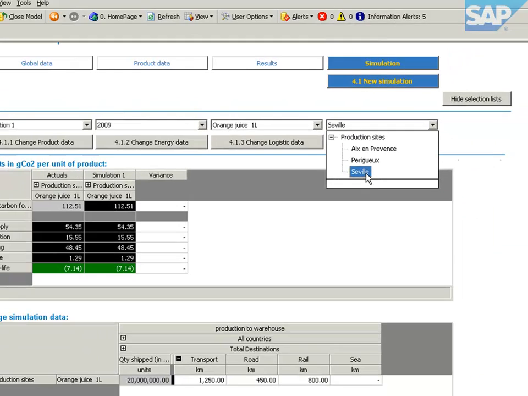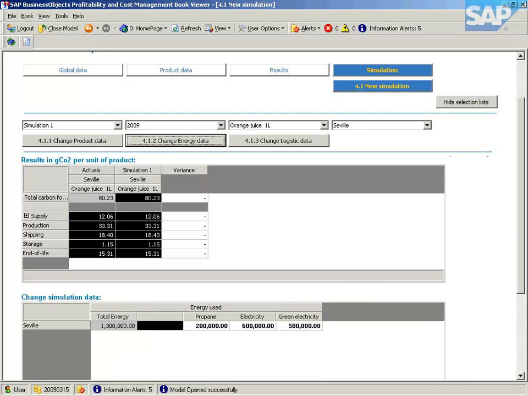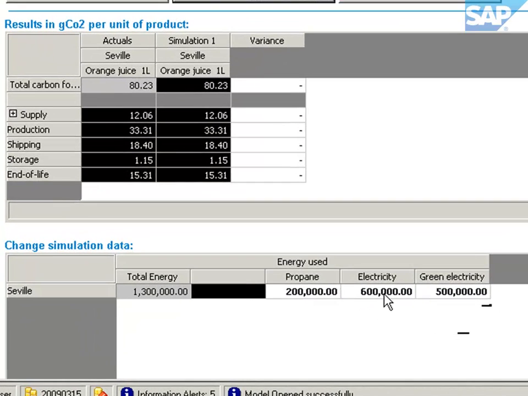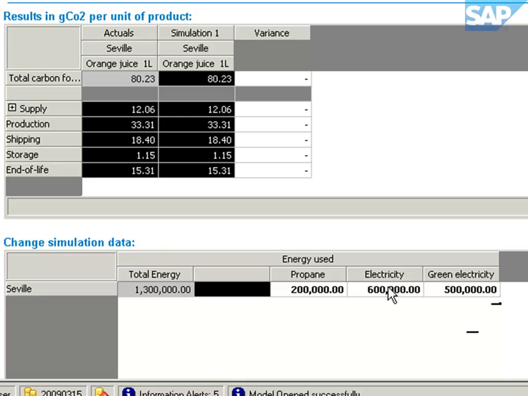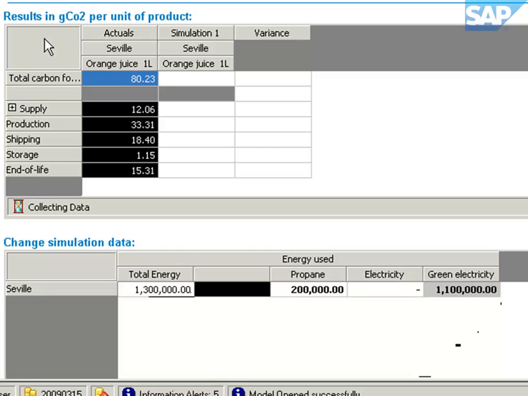Seville, and we're going to change our energy data. So we're going to move from using standard electricity to using green electricity, which has a lower carbon impact than the use of standard electricity. So we're going to reduce this down from 600,000 to 0 and increase this to 1.1 million. And then if we let the system calculate, we'll see the impact of that change within this particular new simulation.